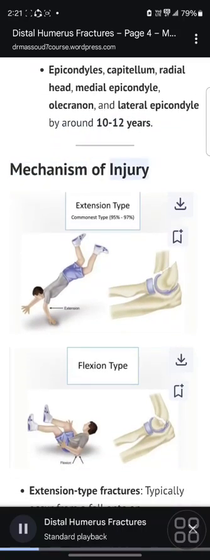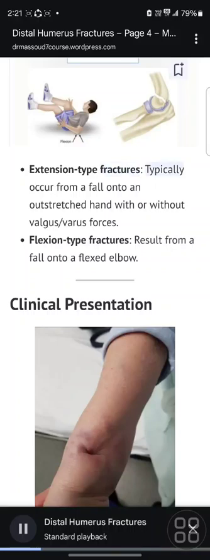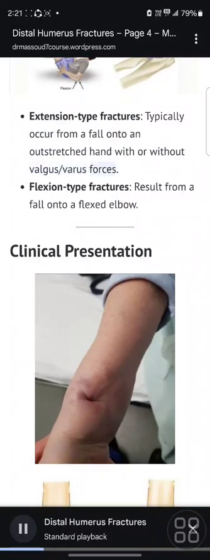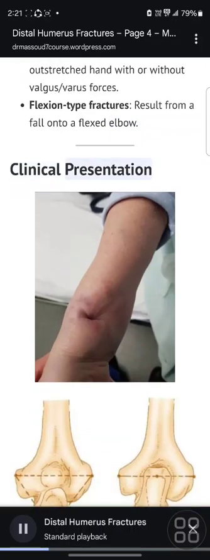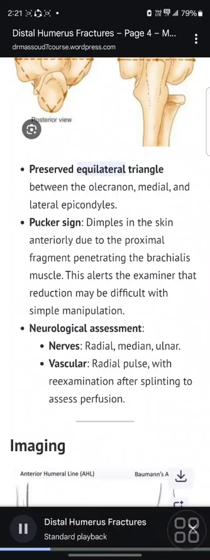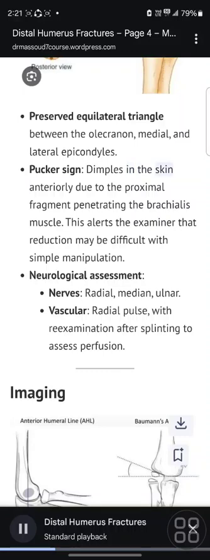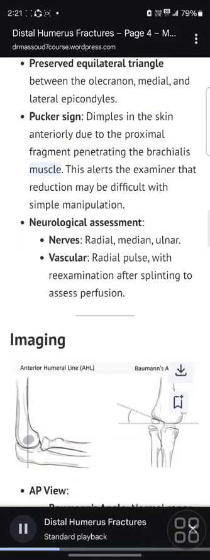Mechanism of injury. Extension-type fractures typically occur from a fall onto an outstretched hand with or without valgus, varus forces. Flexion-type fractures result from a fall onto a flexed elbow. Clinical presentation. Preserved equilateral triangle between the olecranon, medial, and lateral epicondyles. Pucker sign. Dimples in the skin anteriorly due to the proximal fragment penetrating the brachialis muscle. This alerts the examiner that reduction may be difficult with simple manipulation.